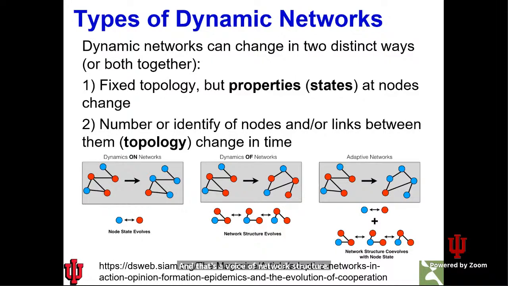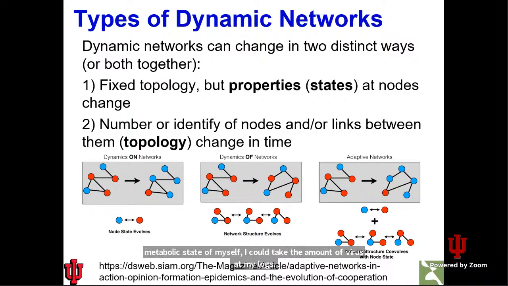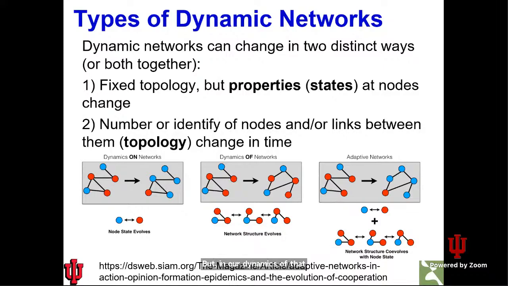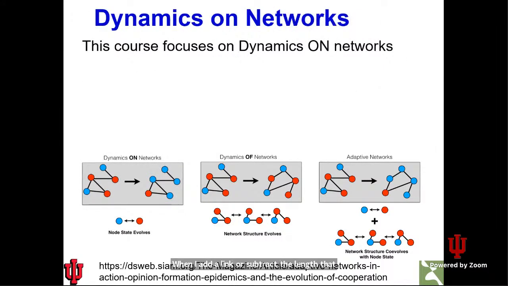Another thing would be to say that the network architecture stays the same. That's the left-hand one, but the state of the node changes. And that's the thing we're going to be focusing on primarily in this class: dynamics on networks, not dynamics of networks. The reason we're going to focus on that is that dynamics on networks is described in terms of continuous processes. In a dynamics on network situation, I could change, say, the amount of glucose in my cell, the metabolic state of my cell, or the amount of virus in my lungs. Those can change continuously. But in a dynamics of networks, when I add a link or subtract a link, that's a Boolean operator. I either have the link or I don't. In principle, you have what they call adaptive networks, where you could actually change both things at the same time.